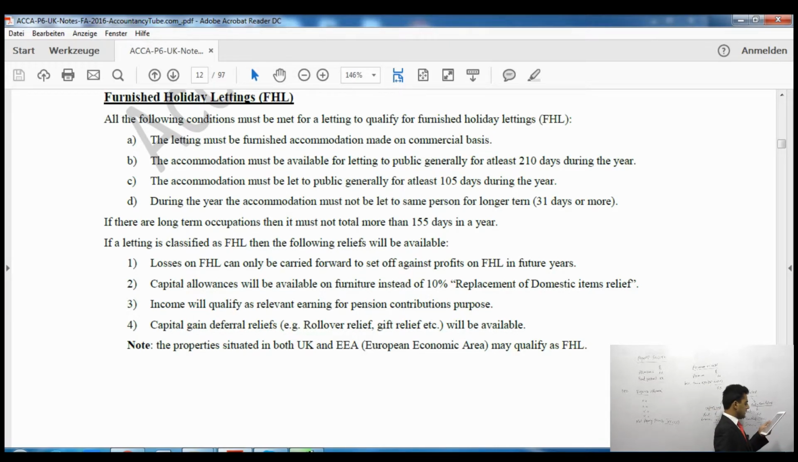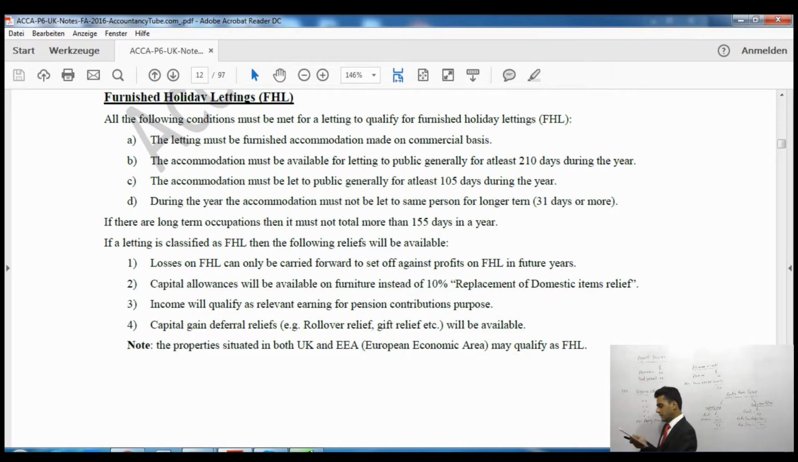Alright, so all of the conditions must be met for a letting to qualify as furnished holiday letting. Now, what are the conditions? The letting must be furnished accommodation made on a commercial basis. The first thing is that it must be a letting, a furnished accommodation on a commercial basis. Commercial basis means obviously you are charging some rent on that. But it must be furnished accommodation, so everything will be available in the house. So it will be a furnished property.